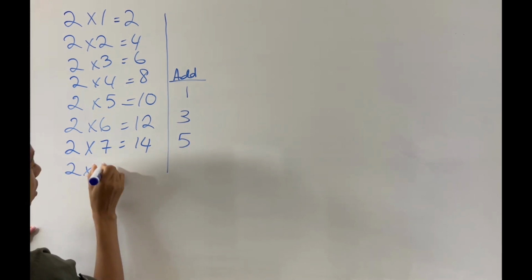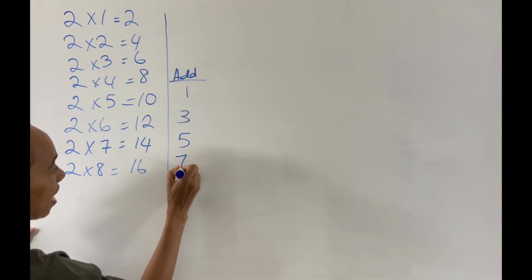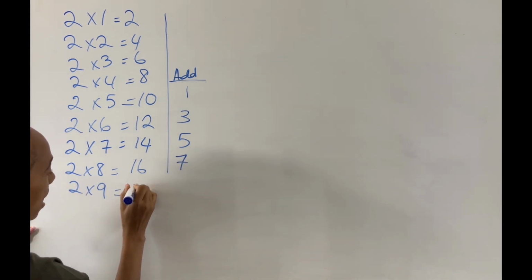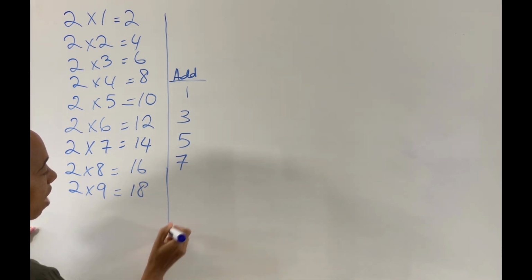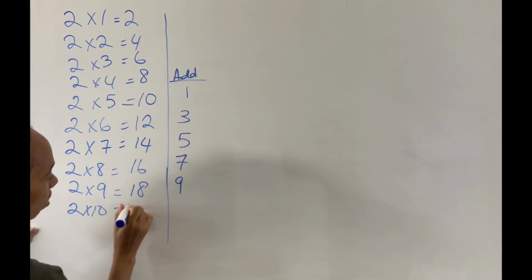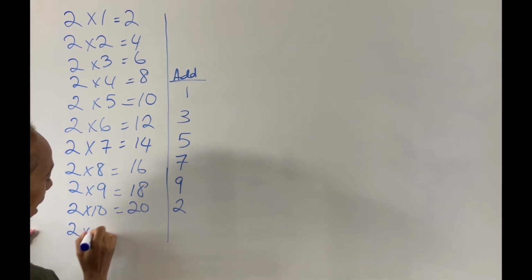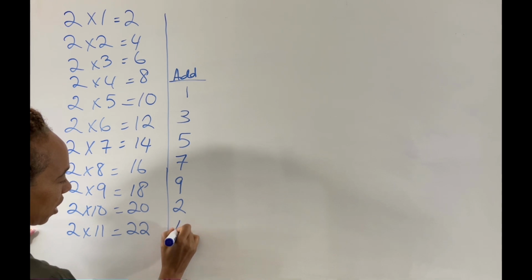2 times 8 is going to be 16. I'm going to add this. I'm going to get 7. 2 times 9 is going to be 18. I'm going to add this, and I will get 9. And then 2 times 10 is going to be 20. Add this, I'm going to get 2. And then 2 times 11 is 22. I'm going to add those digits. I'm going to get 4.